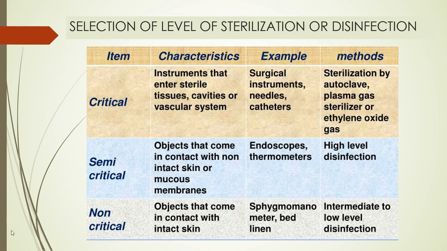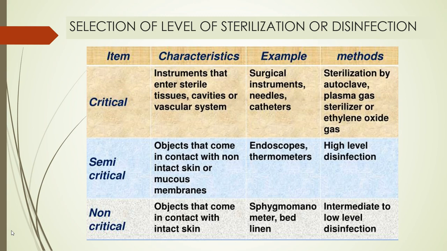For example, there can be non-critical, semi-critical, and critical. So a non-critical, that is to say lower levels of disinfection, would involve objects that come in contact with intact skin. For example, your Doppler, or blood pressure cuffs, or the chair on which the patient is sitting. So these are instruments that come in contact with the patient's skin from patient to patient, but they do not violate the skin. They do not violate the internal contents of the patient. And for those patients, only low or intermediate levels of disinfection are required.